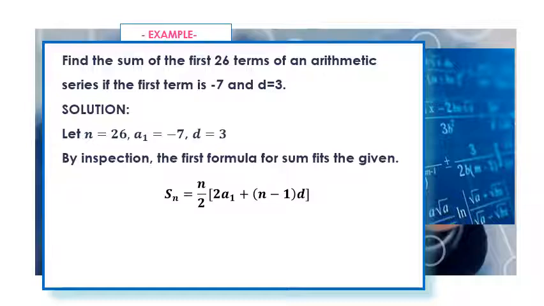So we have S sub n is equal to n over 2 multiplied by 2a sub 1 plus n minus 1 times d. Then substitute the values. Then solving mathematically, the sum of the first 26 terms will be equal to 793.